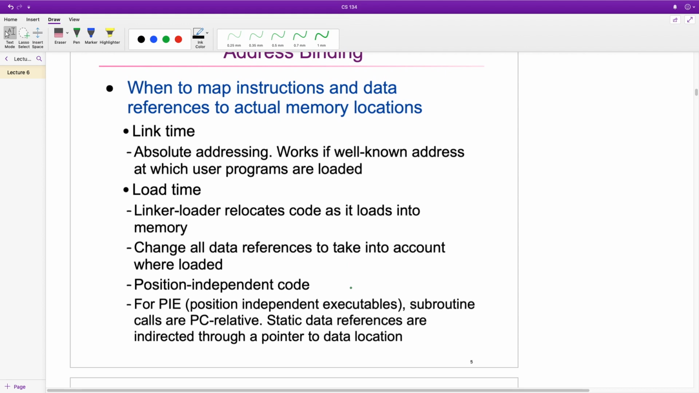So one question is, when do you map instructions, that is things like jumps, where you have some address here, and data references to specifying some actual memory location? So we could do absolute addressing, link time. So an example here is the XV6 kernel, or the JOS kernel, same thing.